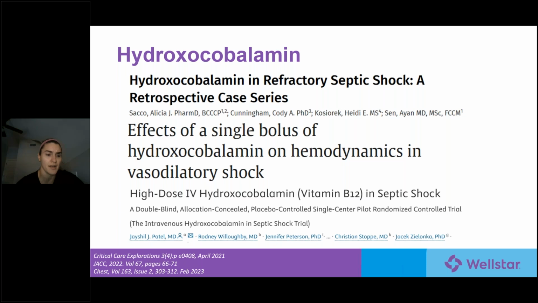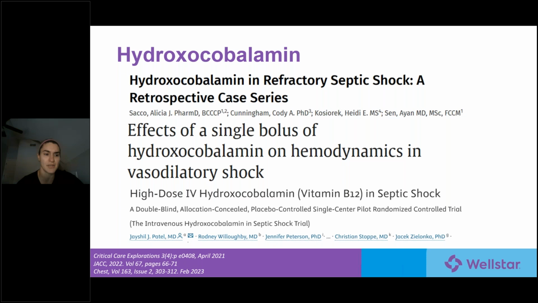This Ritter study actually showed the opposite of that. They used that same hydroxocobalamin dose of 5 grams and gave it to 35 septic shock patients. However, their refractory septic shock patients were a little later in the course, I guess, or had higher doses. Their average norepinephrine equivalent dose was 0.42. In those patients, they found that the B12 or hydroxocobalamin administration was not associated with an increase in MAP.